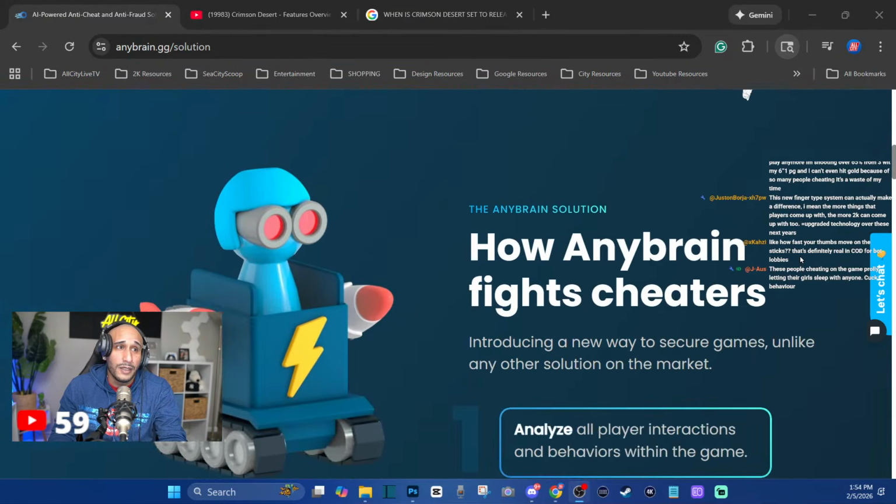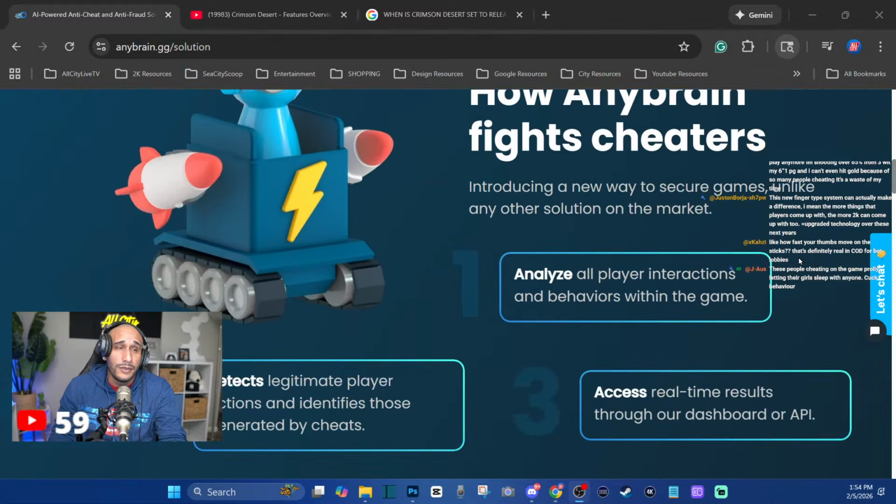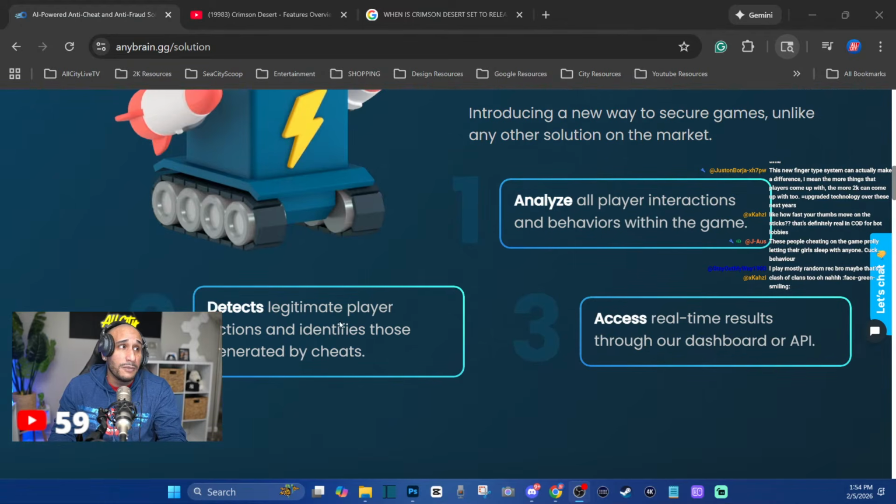And we're going to continue on. It says how Anybrain fights cheaters. And it gives you 3 ways in which it fights cheaters, introducing a new way to secure games unlike any solution on the market. Analyze all player interactions. This is under number 1. Analyze all players' interactions and behaviors within the game. Detects legitimate player actions and identifies those generated by cheats.